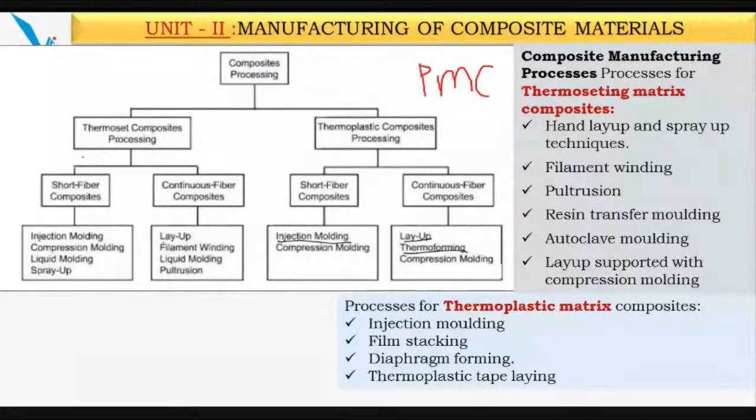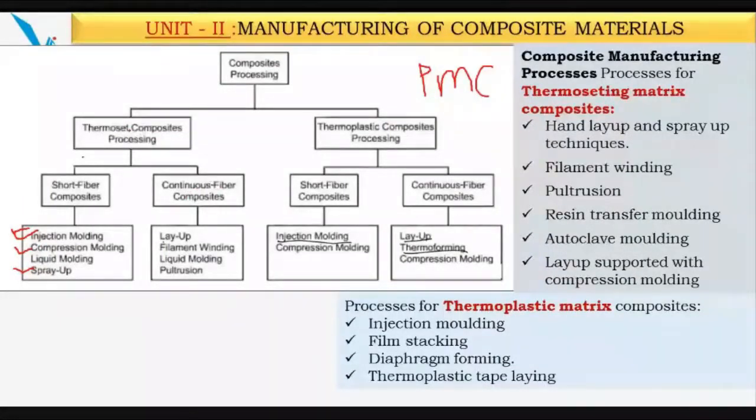Now here it is again thermoset composite processing and thermoplastic composite processing. If you are using thermoset resin, there are again two categories: whether you are using short fibers or continuous fibers. If you are using short fibers, then injection molding is preferred, because short fibers can be handled easily. Then spray layup is also there, which I will discuss. And compression molding can be used for short fibers because it is very easy to control.